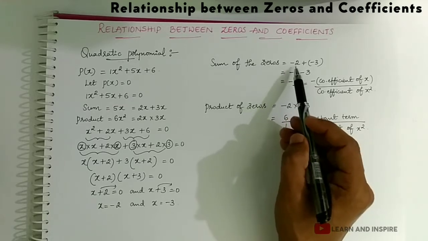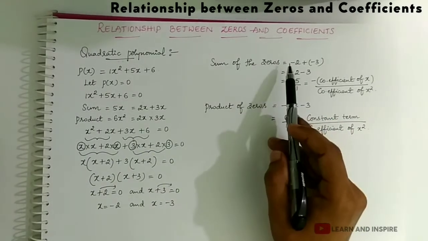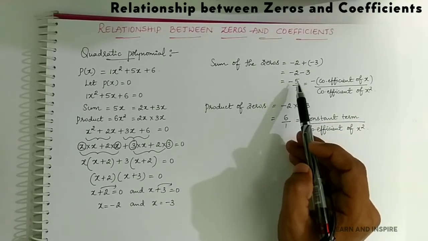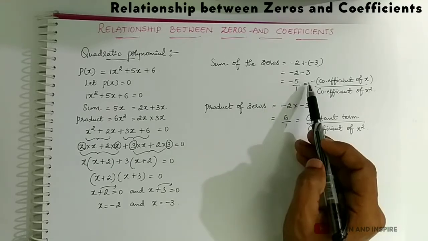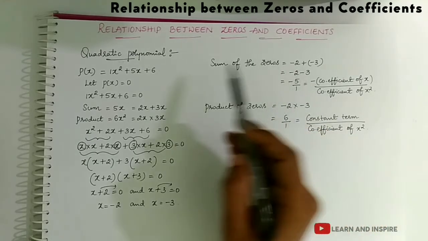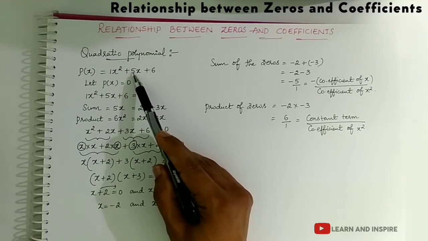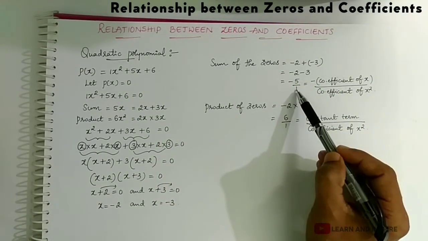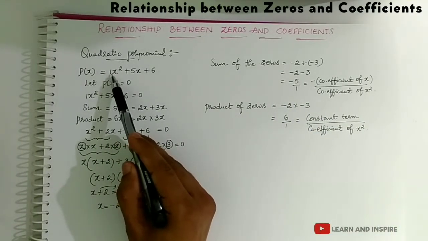By taking the sum of the zeros, these are the two zeros, and I have added minus 2 plus minus 3, which equals minus 5, and minus 5 can be written as minus 5 by 1, where I write minus as it is, and 5 is nothing but the coefficient of x in the quadratic polynomial. So 5 is the coefficient of x, and 1 is the coefficient of x square.